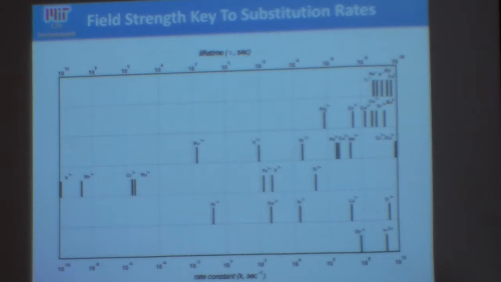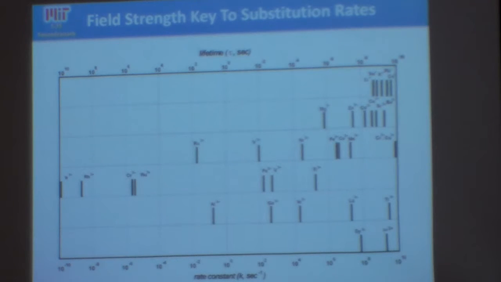So anyways, a lot of examples here. Here's another good one: chromium-3 and chromium-2. It's kind of amazing, right? We've moved 1 electron out, and we've varied now by about 16 orders of magnitude.